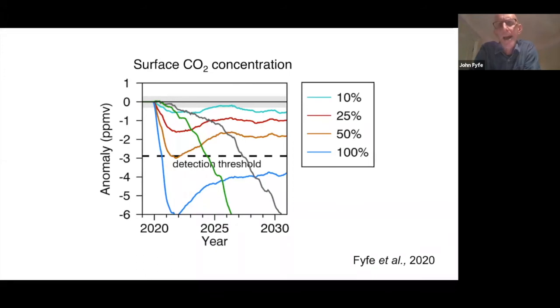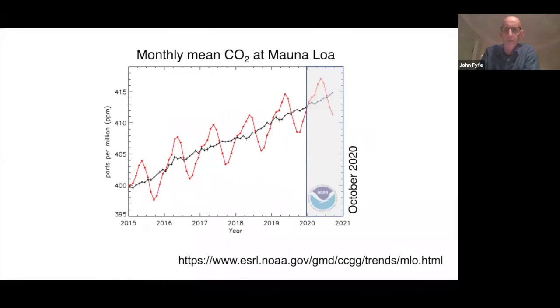And so it's highly unlikely that we're going to see this in any sort of observations, but of course people are hunting for it. Plots come by me every day and people are claiming that we see something in CO2. I just pulled this off of the internet. This is monthly mean CO2 at the Mauna Loa Observatory from 2015 to the end of this month, and you're looking in the red curve at the actual values.